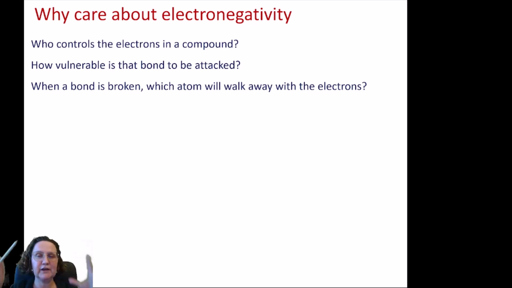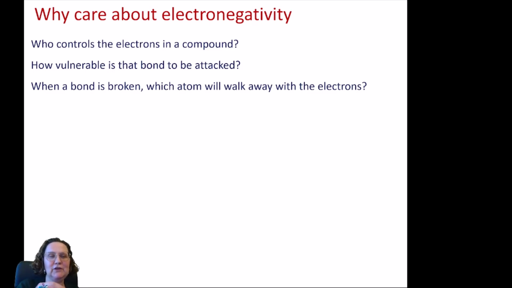So you have different atoms, and all those atoms have a different electronegativity because they have a different strength of nucleus and a different size. Who is controlling the electrons? Where are the electrons in that electronic cloud surrounding those atoms? Whereabouts are the electrons in the molecule? How vulnerable is that bond to be attacked?